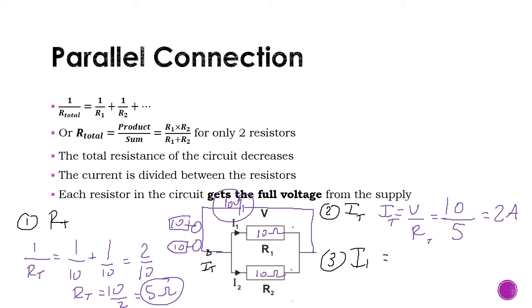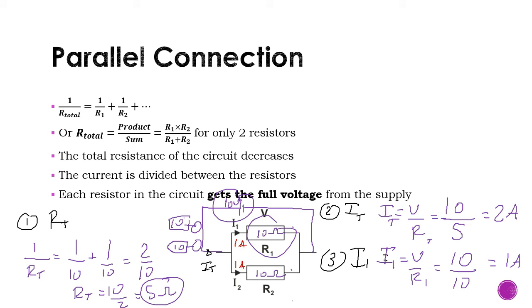Current 1: we say V equals IR, so I equals V divided by R. So I1 equals V over R1. V is 10 because it's still the same voltage, over R, which is 10, because I'm calculating for the first one. It gives me 1 ampere, as I expected. So the first current is 1 ampere. Let's write that down: 1 ampere. And the second current is also 1 ampere.